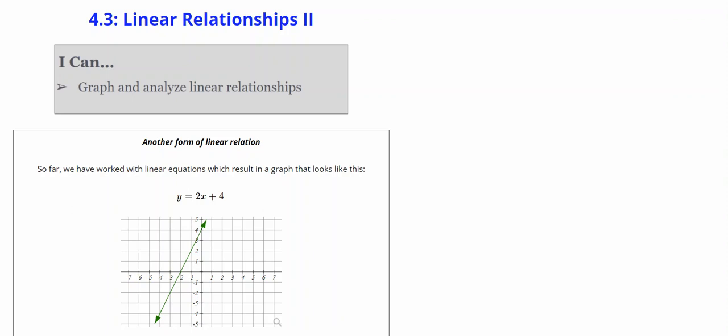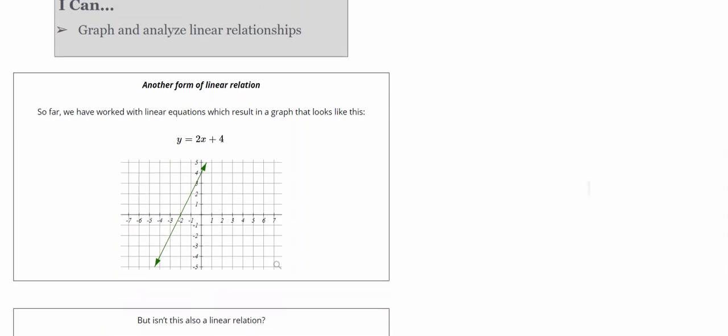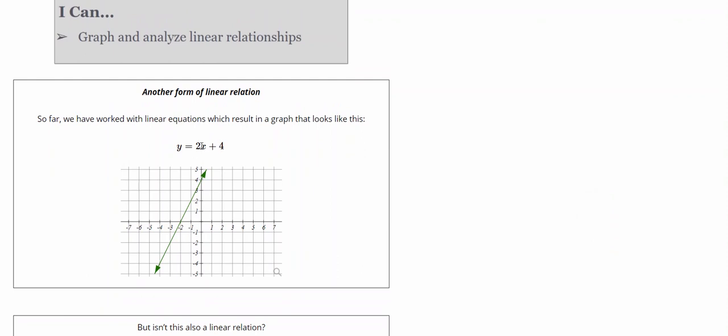All right, so 4.3, linear relationships 2. Okay, now what this one is all about. Well, let's actually just do a little review here. So if you're looking at this situation, this is a line like what we were doing in the last lesson.